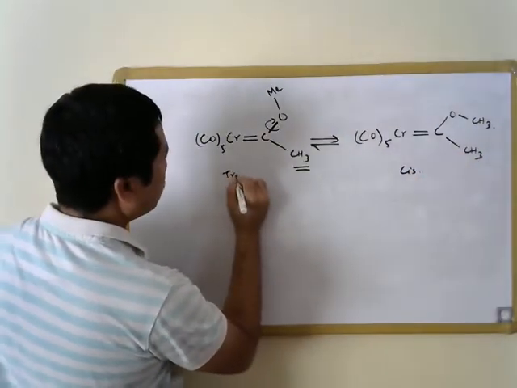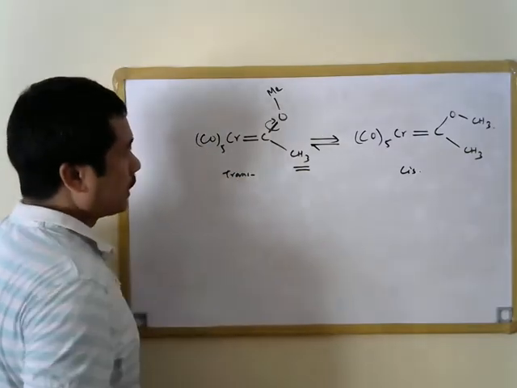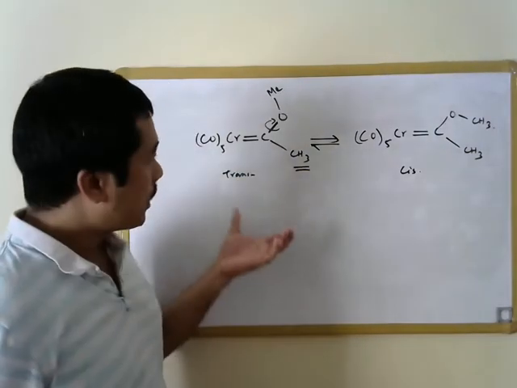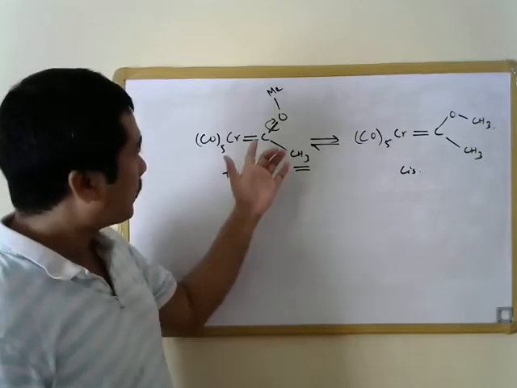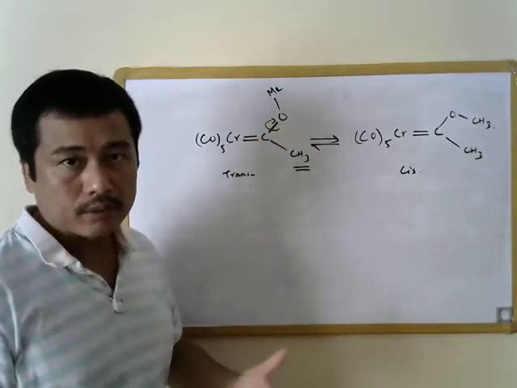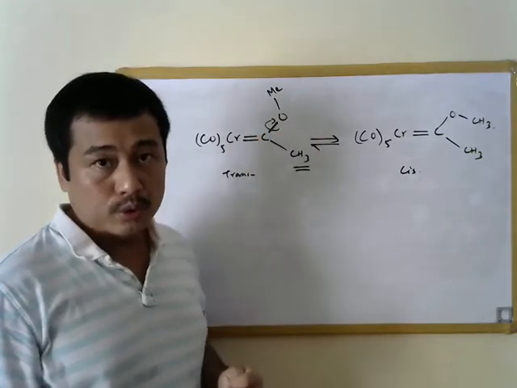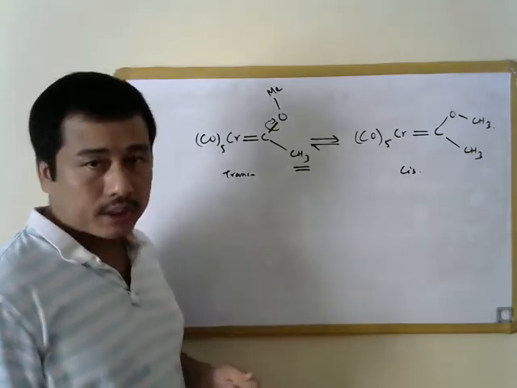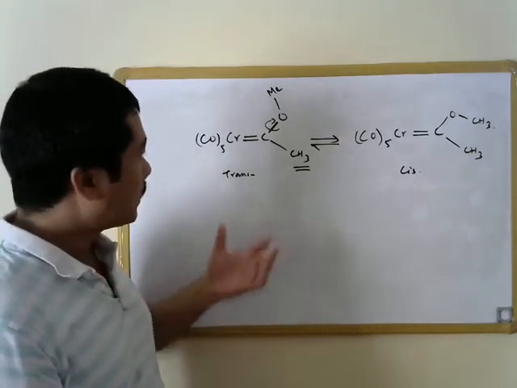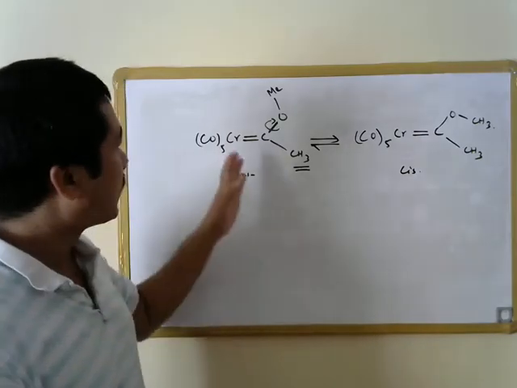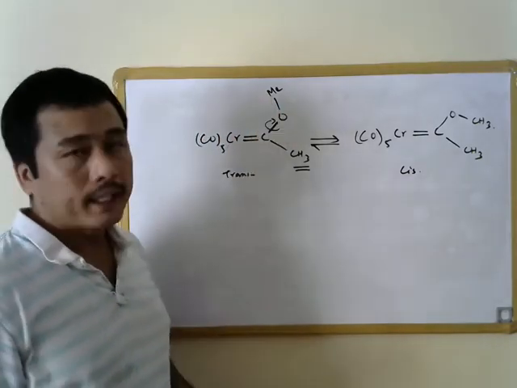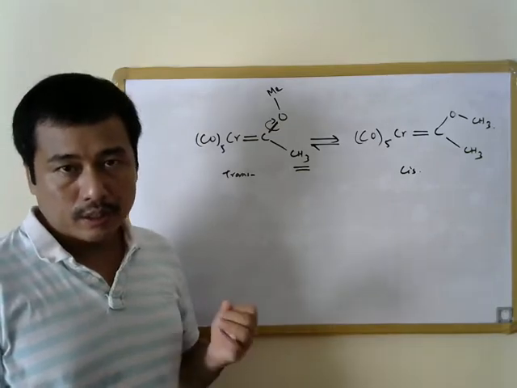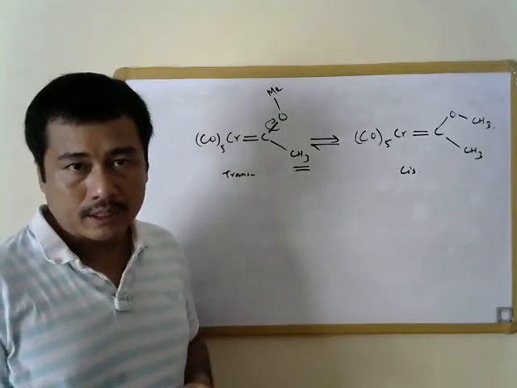This is the trans configuration. And if there is a double bond connection between the carbon and the oxygen atom, then it is possible to have two configurations, cis and trans. Now, if you record the solid state structure, the X-ray structure for this molecule, what we will see is that the methyl group here is in trans configuration in the solid state, that is in the X-ray crystal structure.